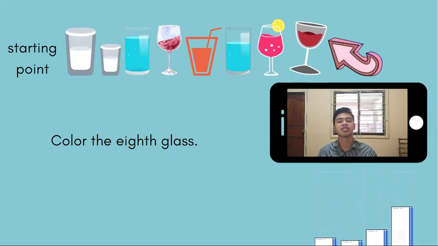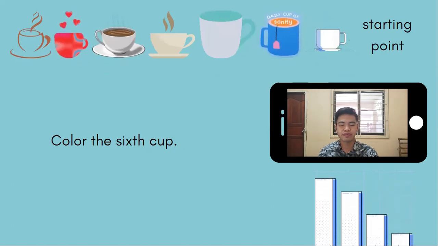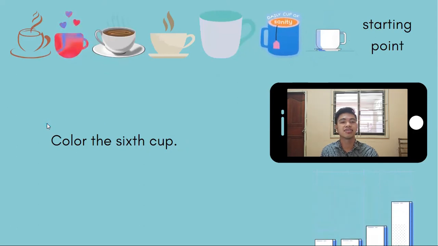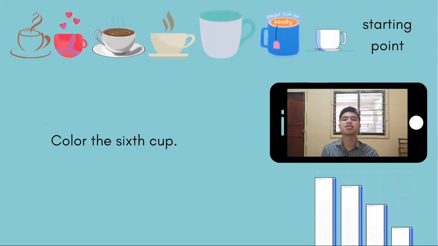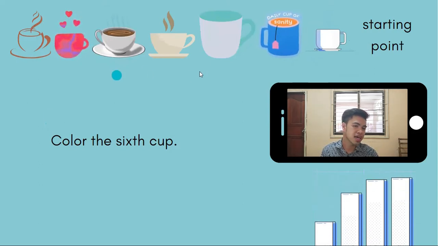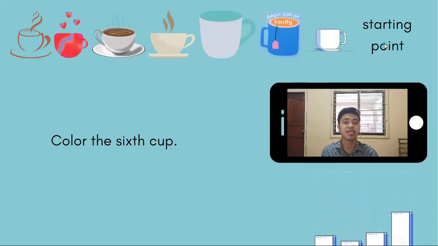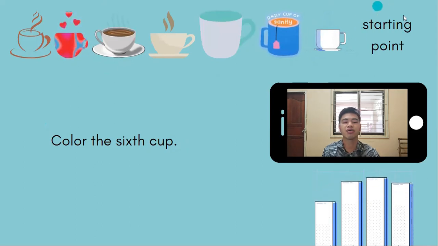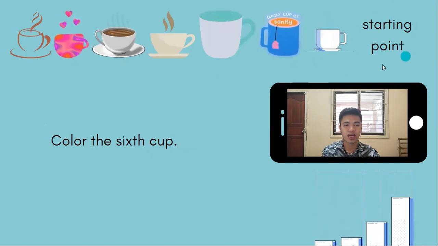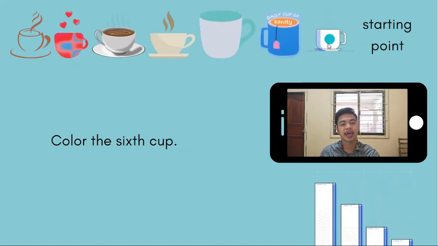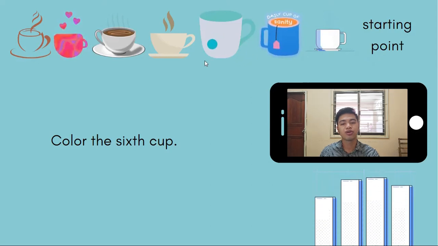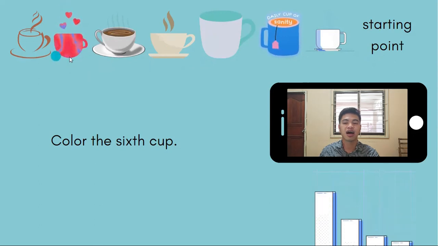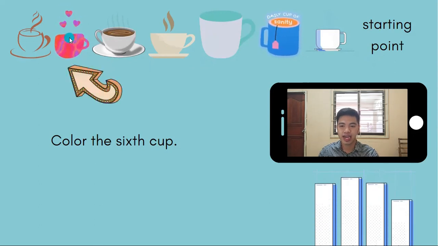Next one. We have here some cups. The instruction is that we should color the 6th cup. But this one is a little bit different because the starting point begins with the right corner. So here is the starting point. So we will begin counting with this part. So we will count first, second, third, fourth, fifth, and then sixth. So this is the 6th cup. So we are going to color it.